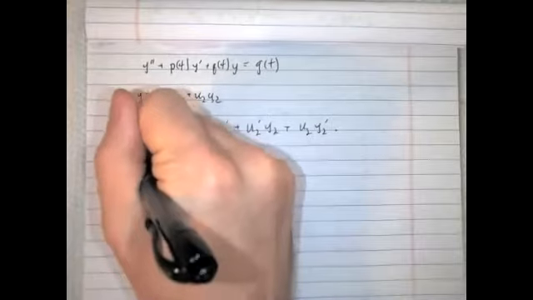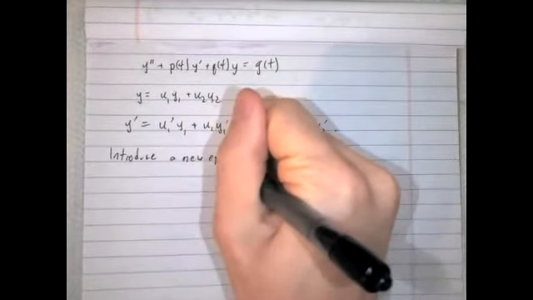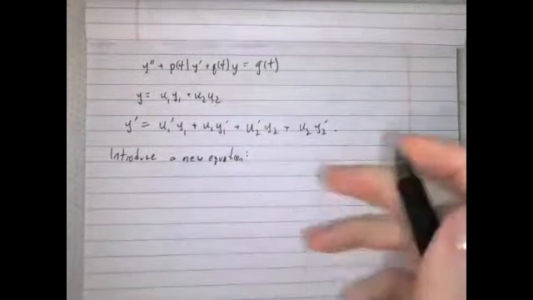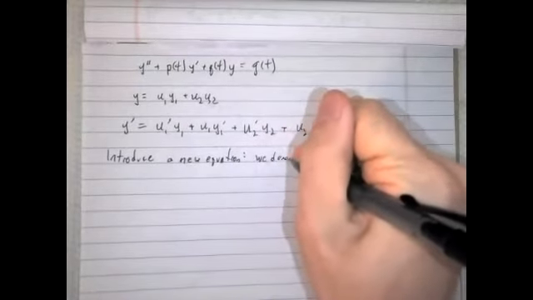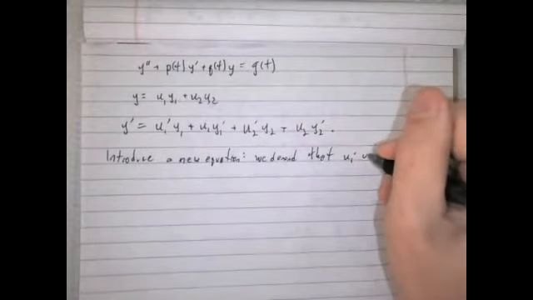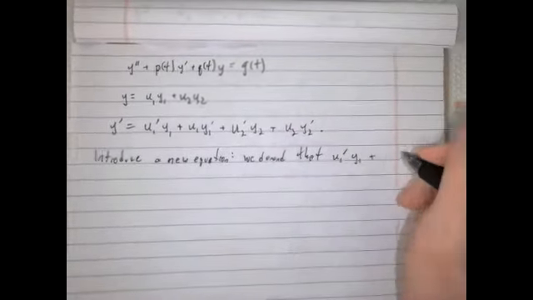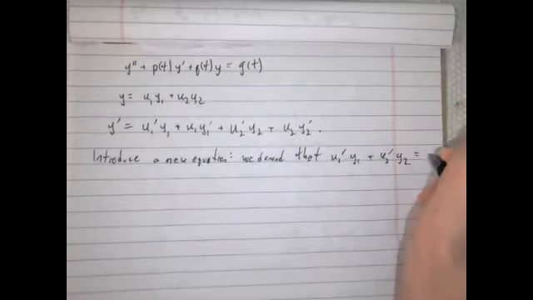So here we introduce a new relation or a new equation, and we demand that u1 prime y1 plus u2 prime y2 is equal to 0.